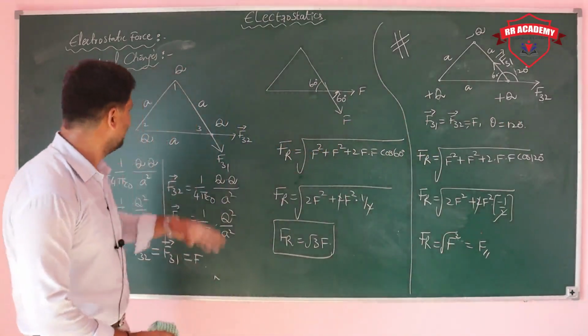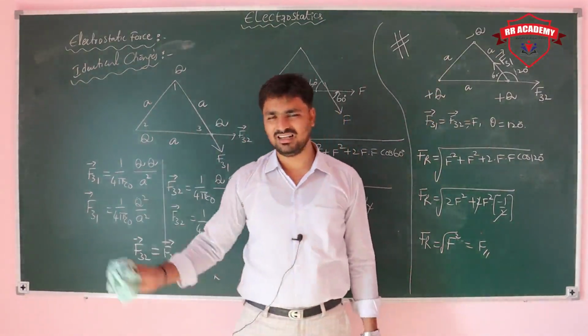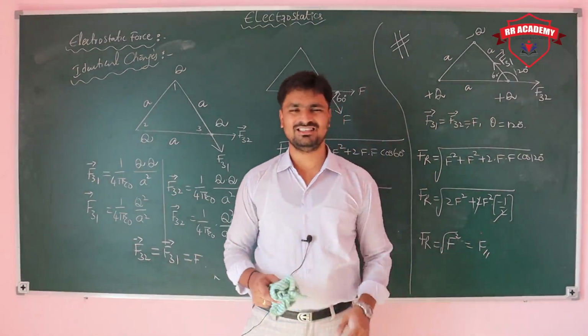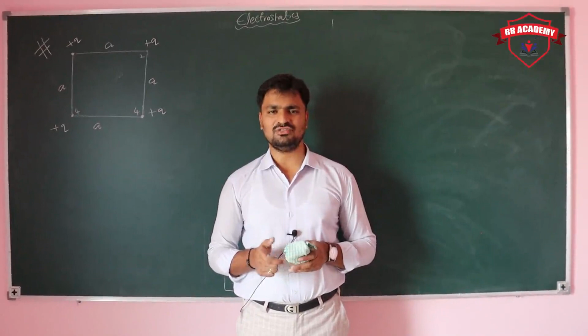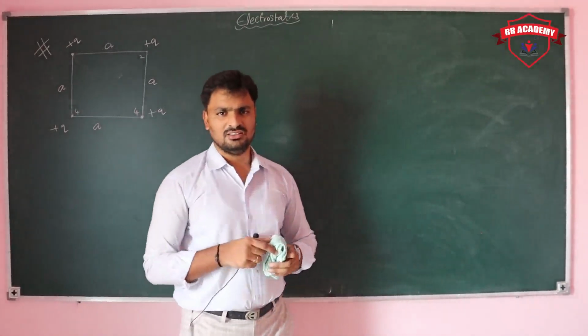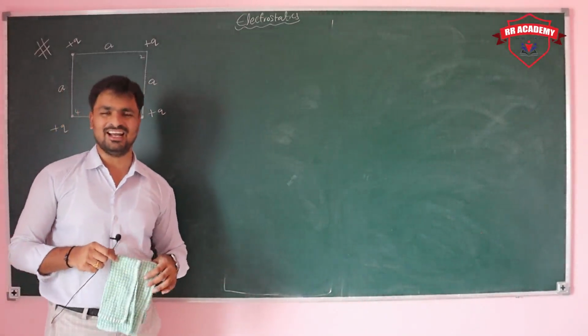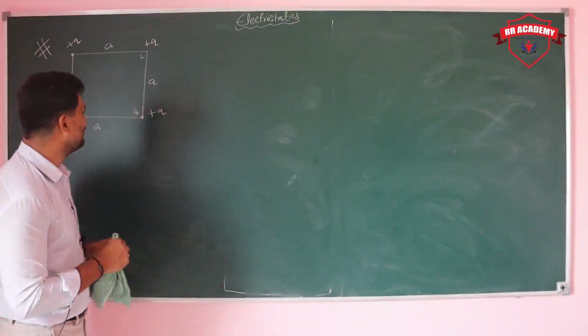Whenever you replace one charge with another kind of charge, the force on this charge changes. For 3 like charges, the force is root 3 F. If one unlike charge is there, the value changes like this, to F. So let's discuss the 4 charged particles placed at the 4 corners of a square. Then what is the force acting on any one charge? So let's see the situation here.